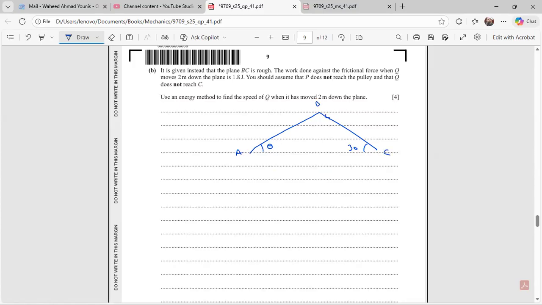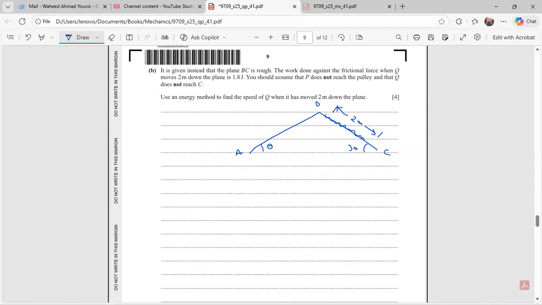So this plane is rough. Okay, so it has some friction. The work done against the friction force when Q moves 2 meter down the plane is 1.8 joule. So it moves 2 meter down, and the work against the friction was 1.8 joule. We should assume that P does not reach the pulley. Use an energy method to find the speed of Q when it has moved 2 meter down the slope.